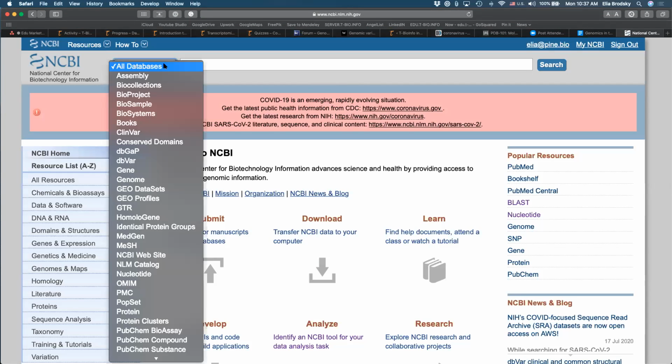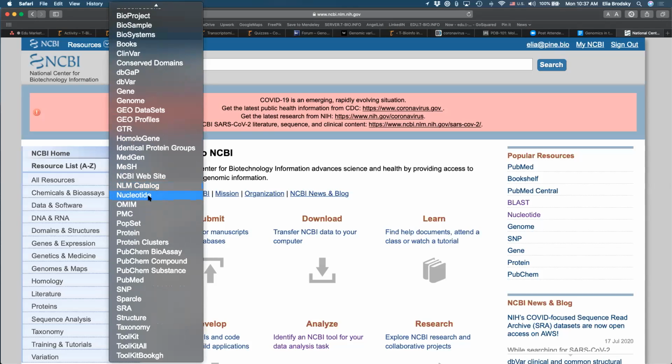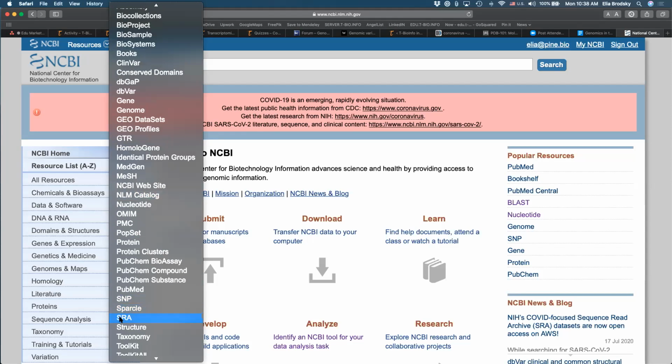For example, you have bioprojects, which are collections of data sets. You have, for example, genomes. You have Gene Expression Omnibus data sets. These are data sets that speak about expression of genes. You have nucleotide sequences. You have protein sequences, SNPs, raw FASTQ files that have individual reads and could be processed to analyze in different ways. So for example, let's take a look at SRA.